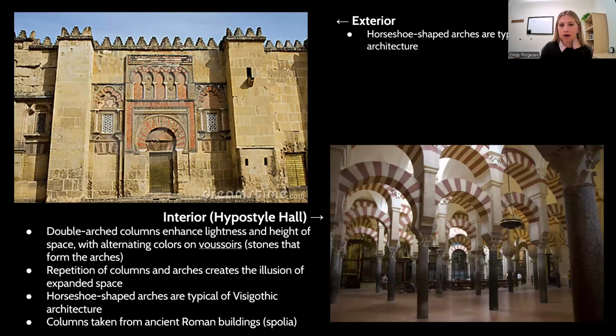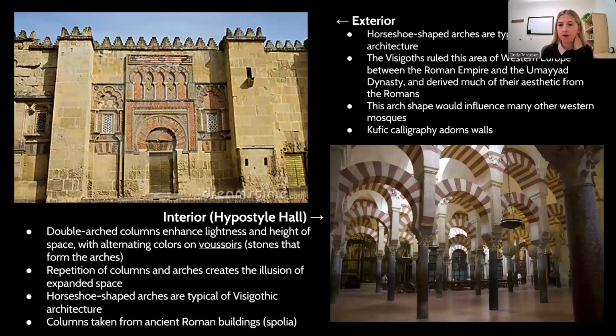Here are some more images just to give you a sense of some other elements that are inspired by the existing civilizations here. We have double arched columns, which we looked at, with red and white alternating stones. These are meant to add lightness and make it look airy and taller, even though you still had to have all of these columns to support the height of the building. The alternating colors of the stones are known as voussoirs. These are meant to highlight the structure and show this organization. You're going to see this very commonly in Islamic architecture, particularly in Spain. It becomes very emblematic in Spain.